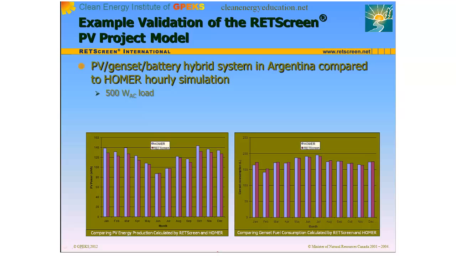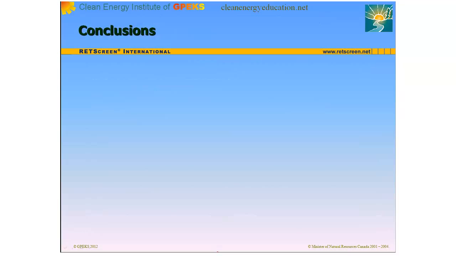The system powers a 500-watt AC load and consists of a 1 kilowatt array, a 60 kilowatt-hour battery, a 7.5 kilowatt genset, and a 1 kilowatt inverter. On an annual basis, the two tools agreed to within a few percent for their predictions of PV array energy production and genset fuel consumption. For all months considered individually, the two tools agreed to within about 10%. This suggests that RETScreen can be as accurate as hourly simulation and is sufficiently accurate for pre-feasibility purposes.